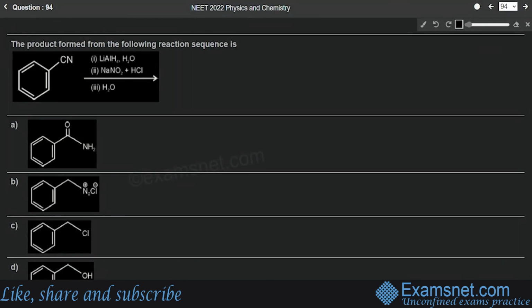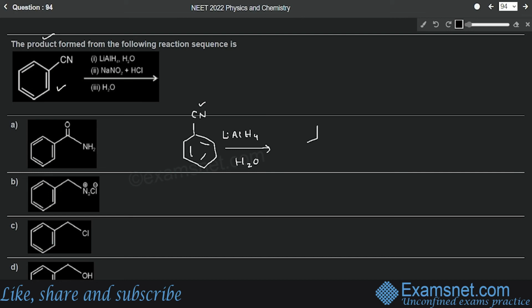Now question number 94 is from the chapter alcohols, phenols and ethers, and the question is: the product formed from the following reaction sequence is. Okay, so first we have a benzonitrile. So let's draw this first. This is benzene ring and this is benzonitrile. Okay, now in the first reaction, it is made to react with lithium aluminium hydride and then it is hydrolyzed. Okay, so lithium aluminium hydride is a reducing agent. So 4H, that means 4 hydrogen will be added to the cyano group.